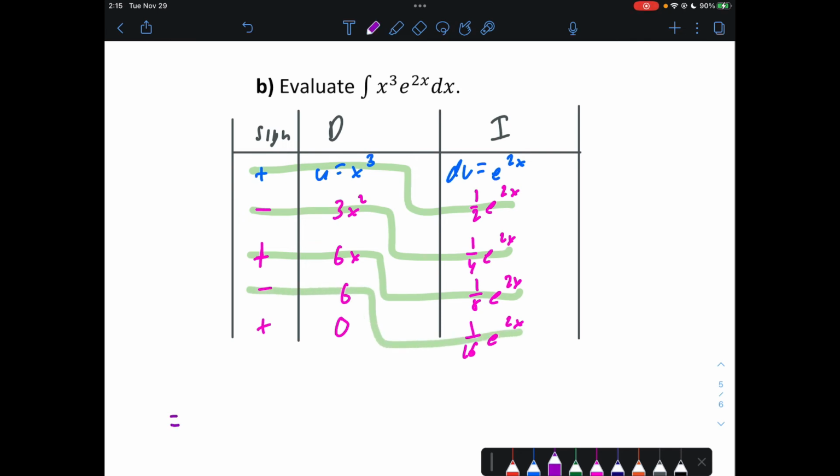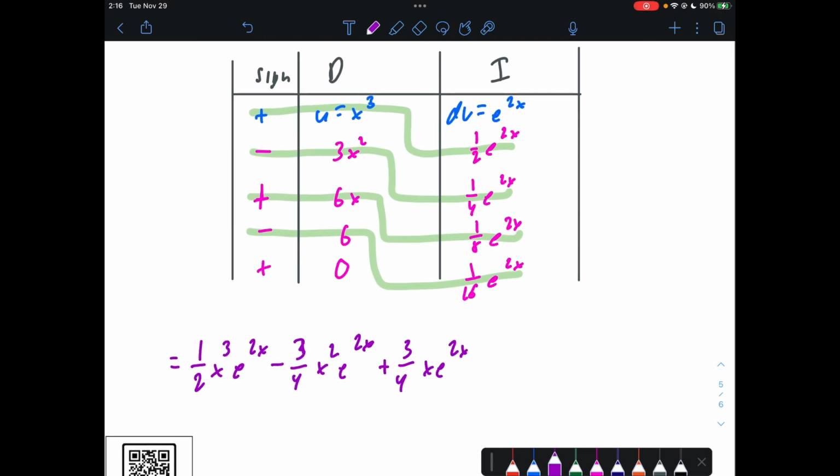So my final answer is going to be 1/2 x cubed e to the 2x minus 3/4 x squared e to the 2x plus 6/8 or 3/4 x e to the 2x minus 6/16 or 3/8 e to the 2x plus c.